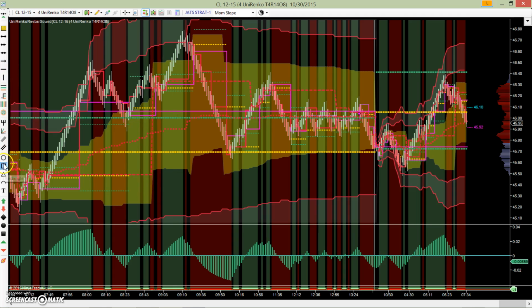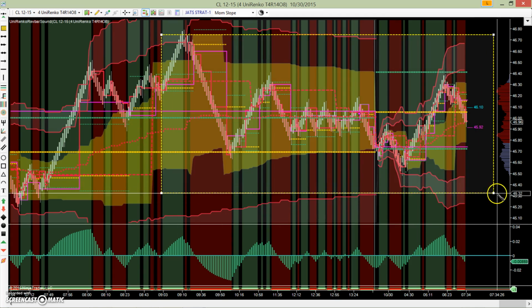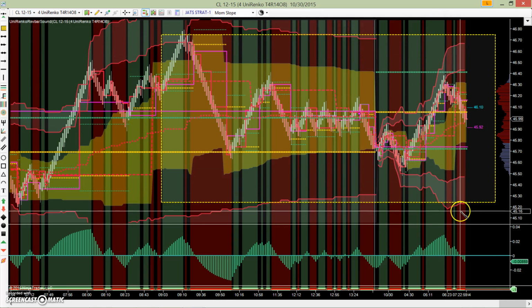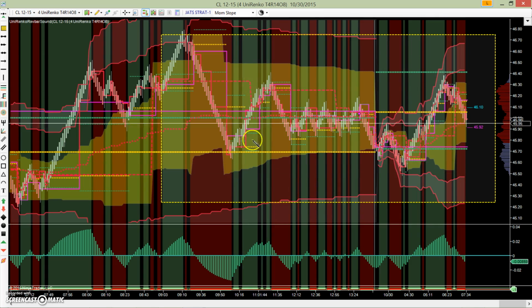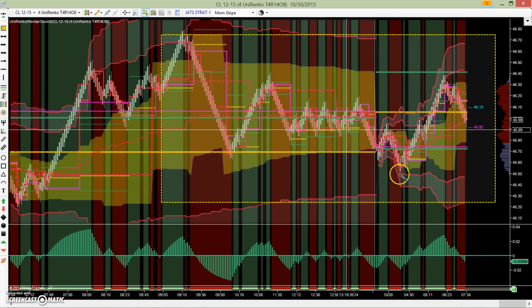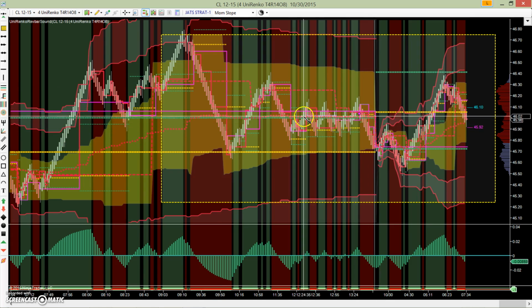So if you want to put a range box around your chart to know where you are, and say if I break out of this range, I'm going to go with that direction. Otherwise, it's just rotational up and down inside this range, and I will trade the momentum slope inside it if it is sloping. If it's going sideways, you can't do much with that.